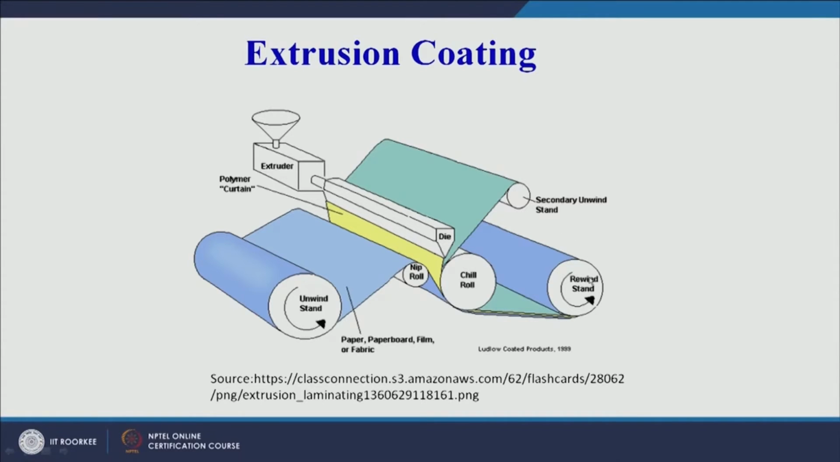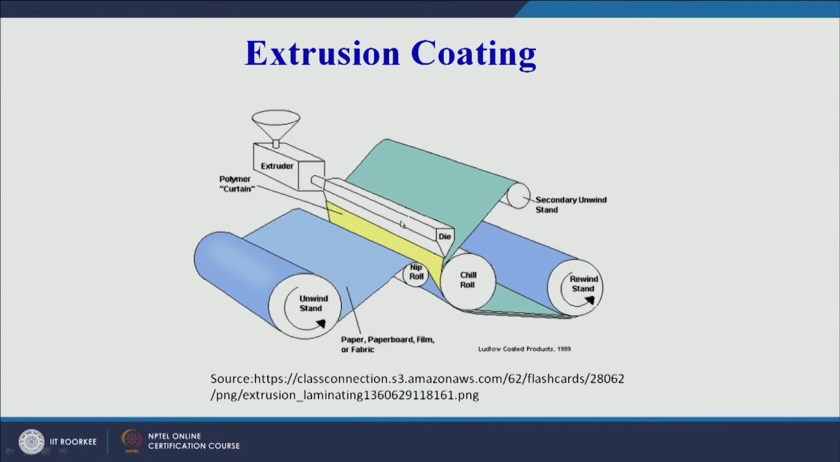Then we have a slightly different variant of the co-extrusion process, that is extrusion coating. This is the extruder here, this is the curtain, this is a secondary unwind stand, this is a rewind stand, chill roll, nip roll, unwind stand. So you can have one extruder extruding the material from here, another material is coming here, and in the final product the different colors are visible.